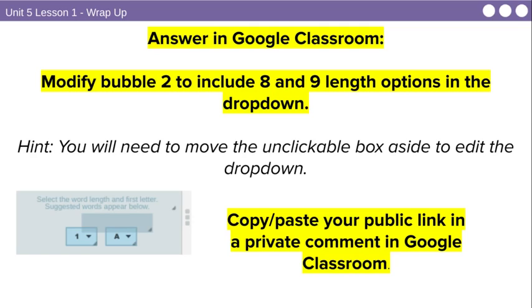So your assignment today is to modify the Word app to include 8 and 9 letter length options of words. So what you'll need to do is change your app to design mode and edit the drop-down menu. When you're done with that and your function works and shows words that are 8 and 9 letters long based on certain letters, copy and paste your public link in a private comment in Google Classroom.